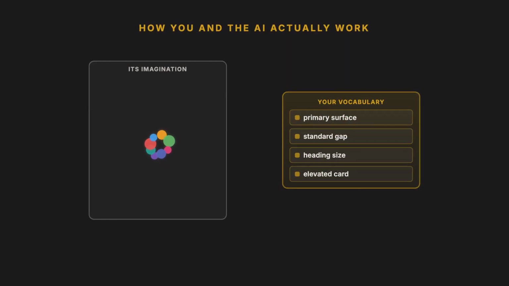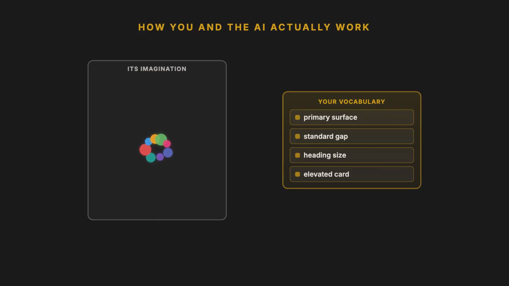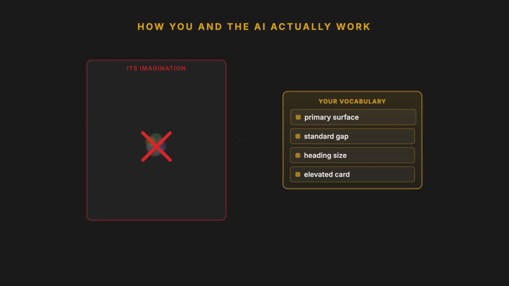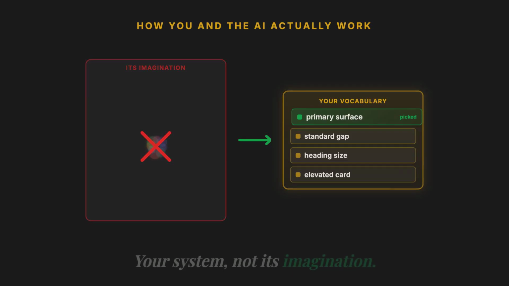And this is the one that matters most for how you and I actually work. Your AI styles with your system instead of its imagination. You loaded it a vocabulary. Now, when it builds a screen, it reaches for the primary surface token, not some color it made up on the spot. That right there, it's the whole game.